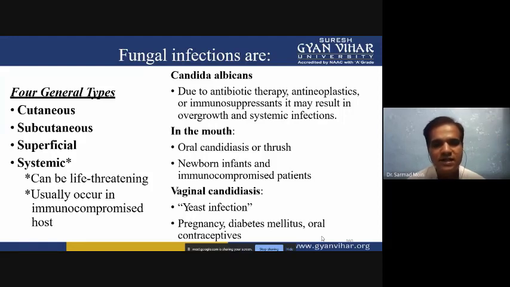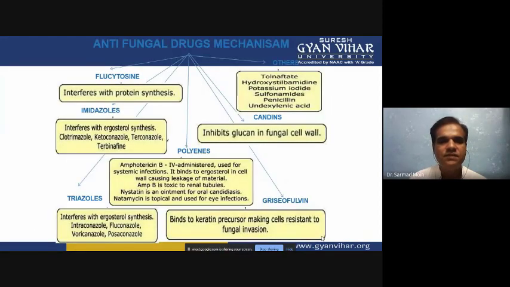Then vaginal candidiasis is also there, and it is a type of yeast infection. Vaginal candidiasis mainly causes infection in pregnancy, diabetes mellitus, and with oral contraceptives. So here are the different types of antifungal drugs, and these antifungal drugs have different mechanisms.